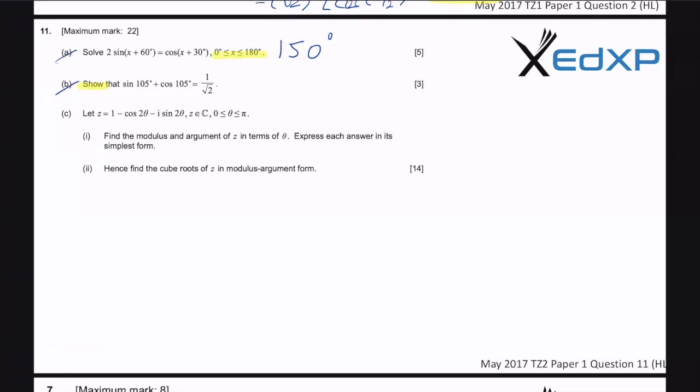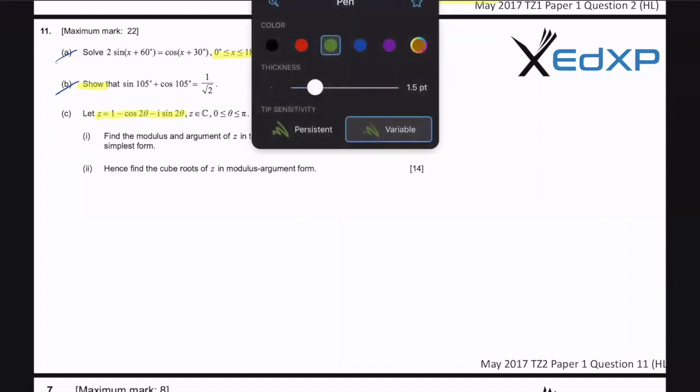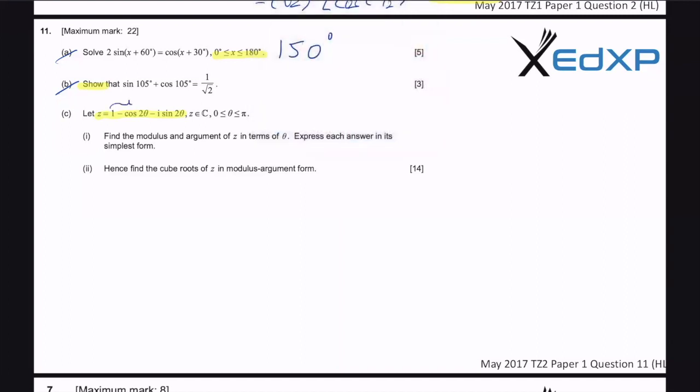Let's now move on to part C, which is our topic of interest, complex numbers. And this part C is worth 14 marks. Let's have a look at this. We have z as a complex number, 1 minus cos 2θ minus i sin 2θ. Take note, the first thing you should know is that we have the real part here, which is 1 minus cos 2θ. And we also have the imaginary part, which is negative sin 2θ.